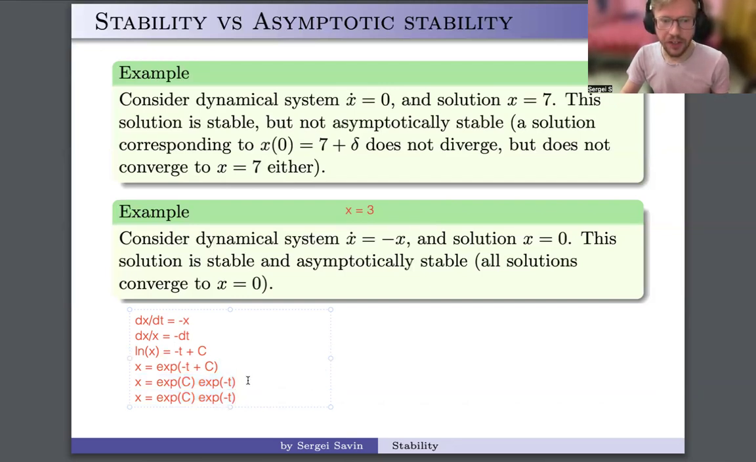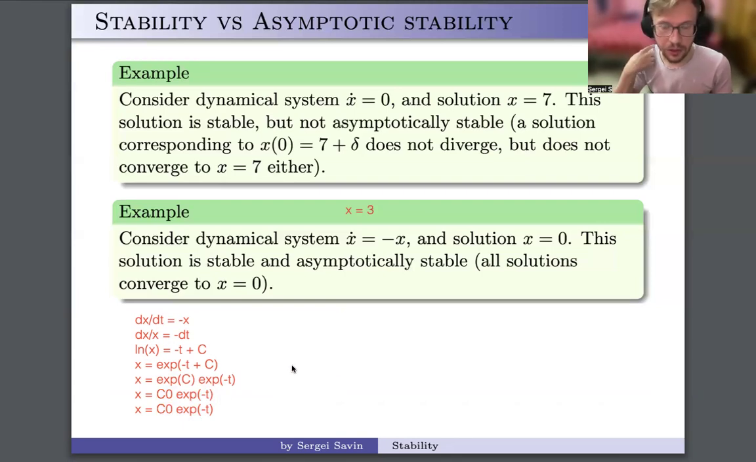We can also find out what this constant is. The exponent of a constant is still a constant, just a different one. So we call it C0, right? Now, what is C0 equal to? Well, we know that x equal to 0 is a solution, right? So if we put, will it help us? Let me just think. Let me just think.